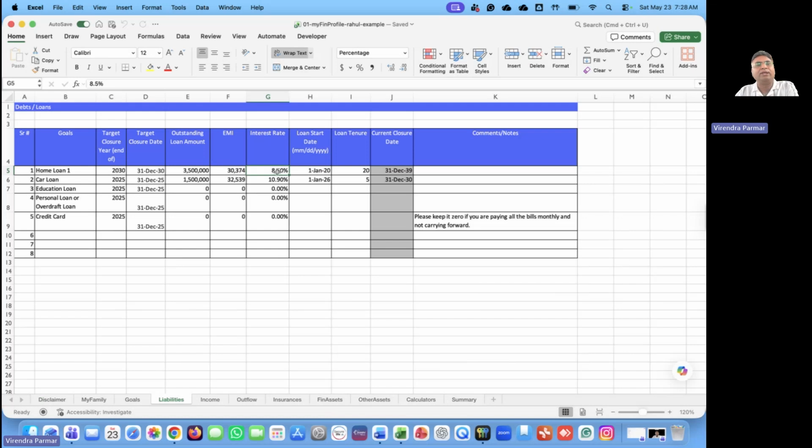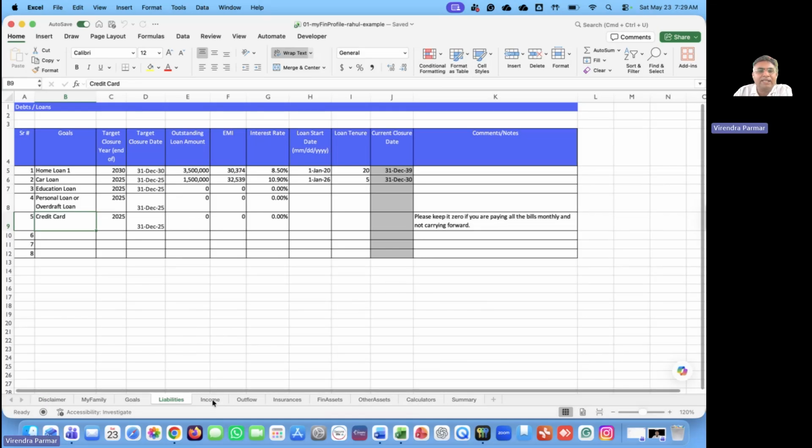Now you can clearly see Rahul has two loans, and the car loan is paying much higher interest than the home loan. Okay. Another important thing is the target closure date, right? So if Rahul wants to finish the loans earlier, he can put this target closure date so that can help us to calculate how the loans can be closed earlier. Okay. I think most sections are straightforward. Just on credit card, if you are just taking credit and paying every month, then it should be zero. But if you have some amount left and you are paying an EMI, then this should be filled up.